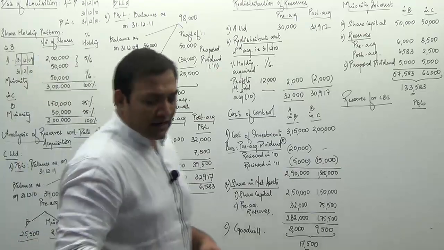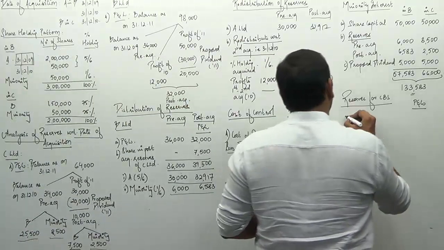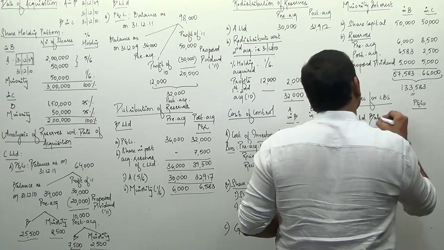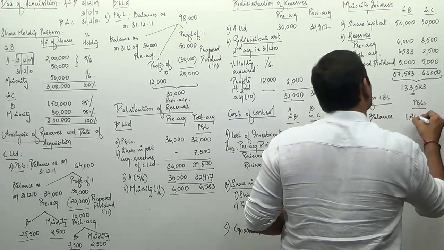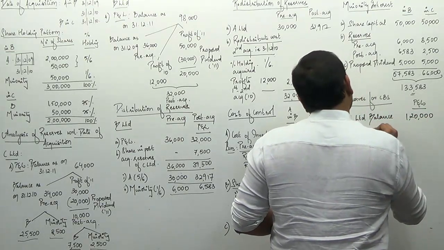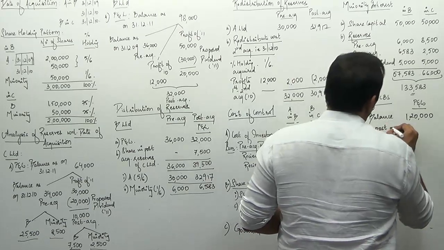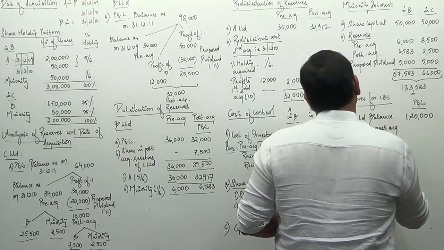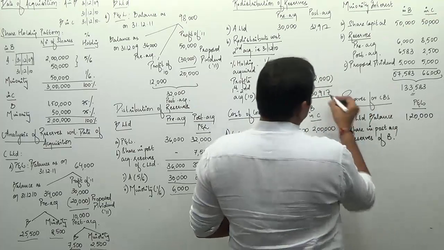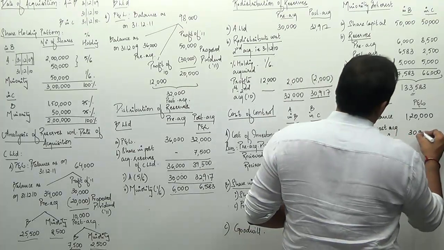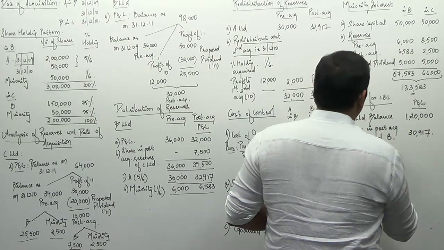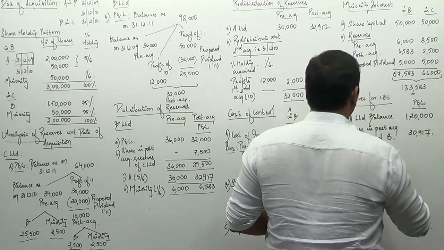Start with A limited balance of P&L. A limited balance in P&L is 1,20,000. Start with that. Share in post acquisition reserves of subsidiary B. Share in post acquisition reserves of B we just have from the redistribution table, 30,917. Let him propose a dividend. Everyone is proposed dividend, proposing a dividend.